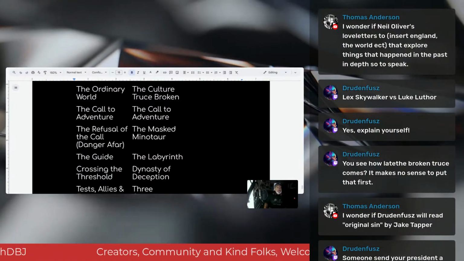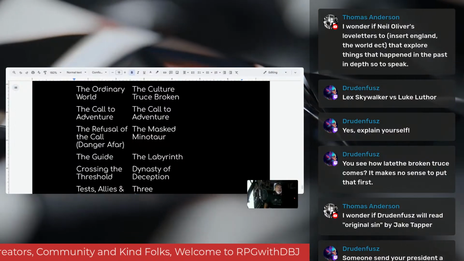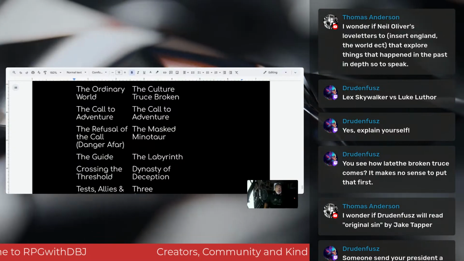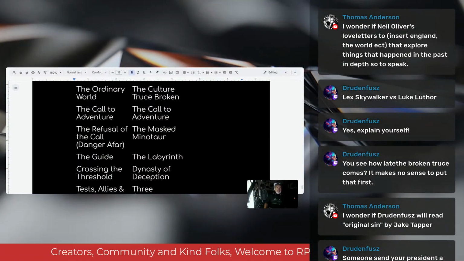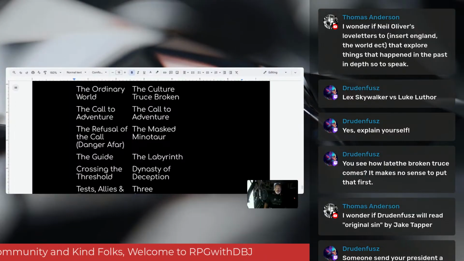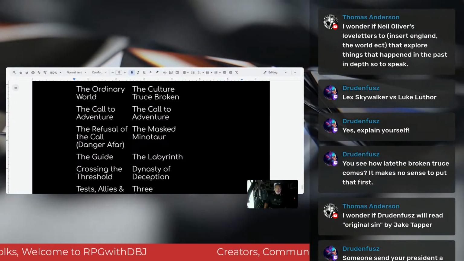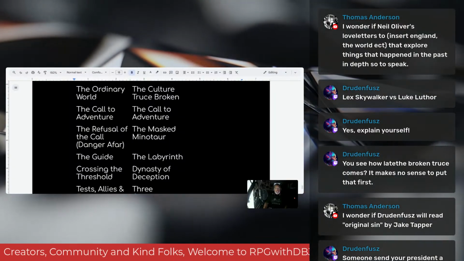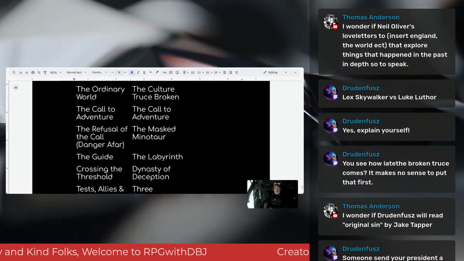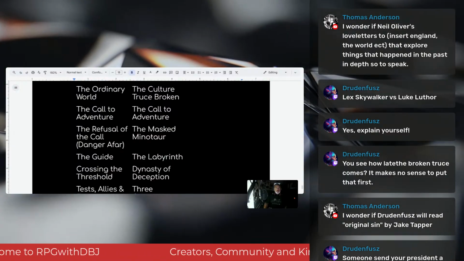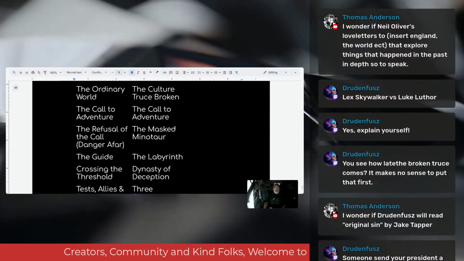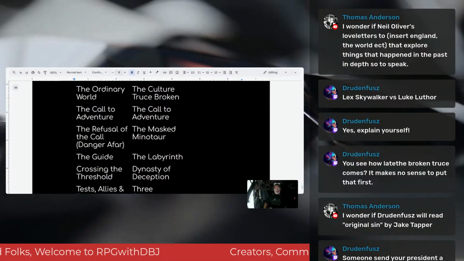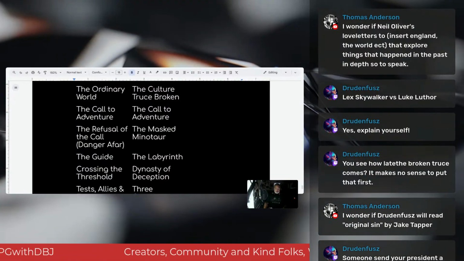Our number 3 is the refusal of the call. I put danger afar, in the masked minotaur. And in the journey, the refusal of the call, I think, sometimes the character does not want to leave home, and they're given a reason they don't want to leave home. Hey, if I leave home, you're going to be unprotected. If I leave home, who's going to tend the farm? If I leave home, who's going to watch over you, elder person who's sick, or young people that don't have a guardian? It's that kind of thing.